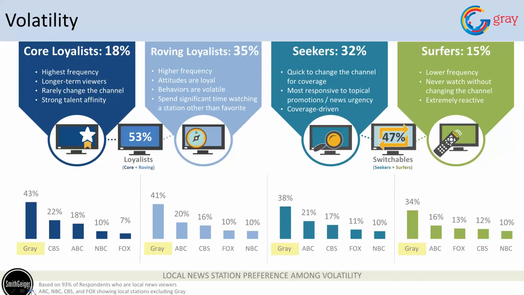Roving loyalists are people that think they're loyal, but quite frankly, as we ask them a series of questions about their behaviors, we're finding out that their attitude is loyal, but their behaviors are anything but loyal. They are really surfing around a lot, or I should say, switching the channel around a lot to watch some of these stations that aren't their favorite.